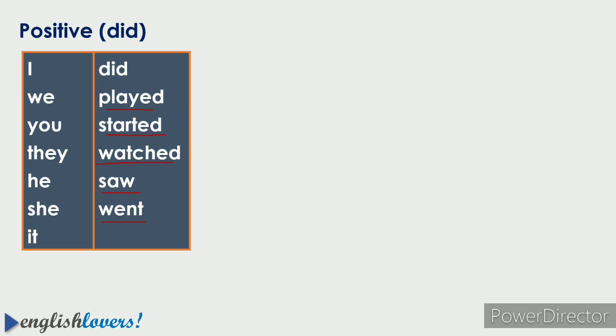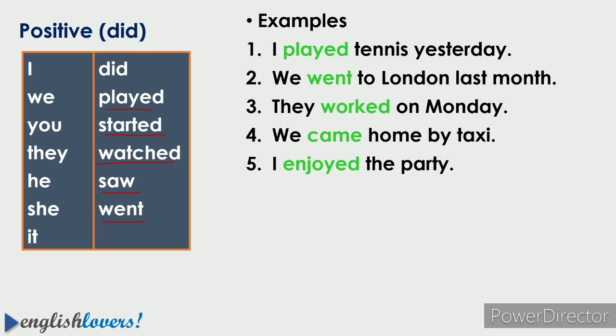Now we'll see some examples. It's pretty easy. I played tennis yesterday. Here played is the past form of play. So this is the sentence. We went to London last month. Here also went is the past form of go. They worked on Monday. Here worked is also the past form of work. We came home by taxi. Here came is also the past form of C-O-M-E, come. I enjoyed the party. Here enjoyed is the past form of enjoy.